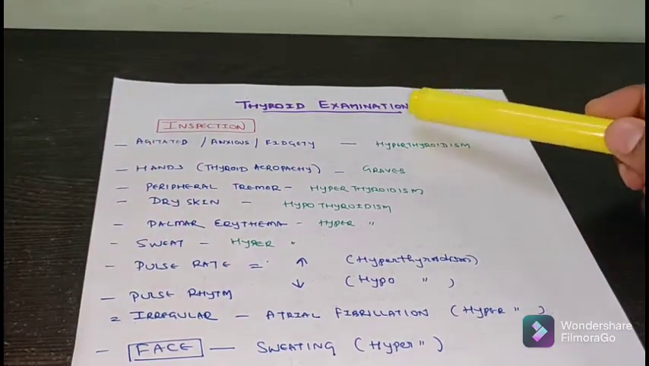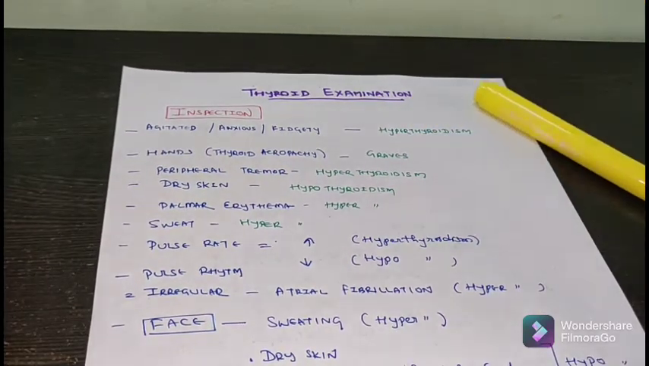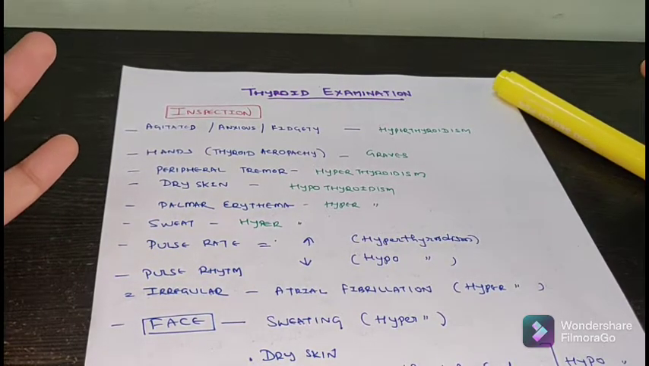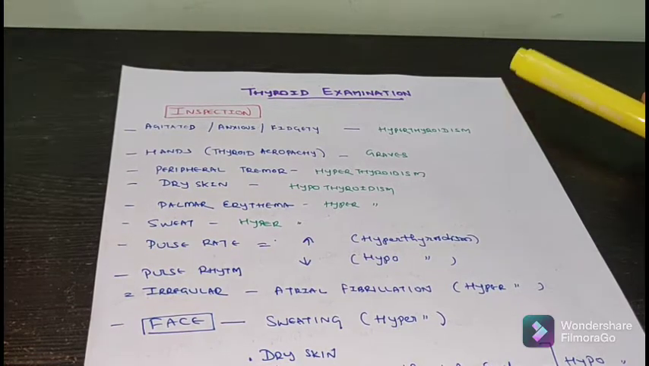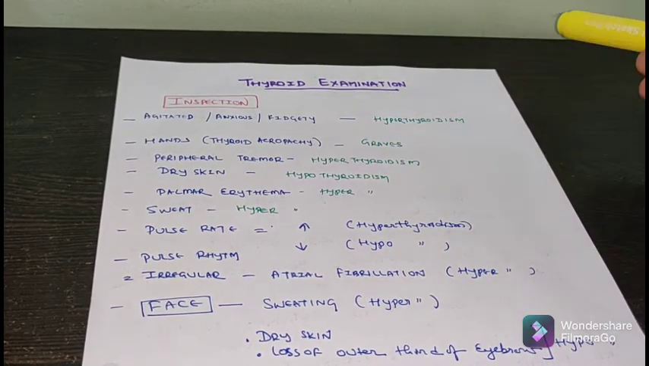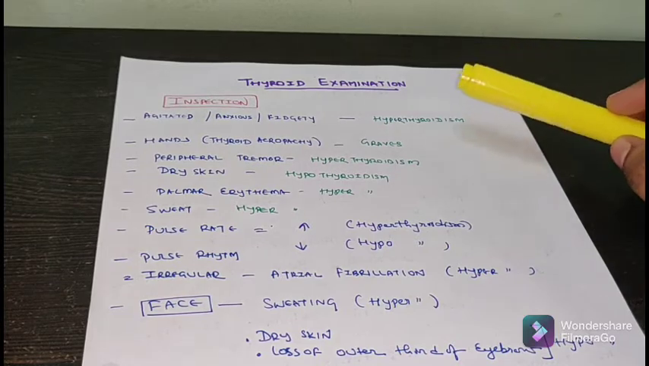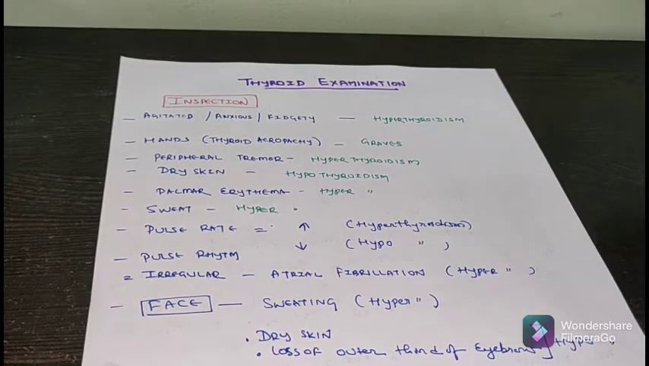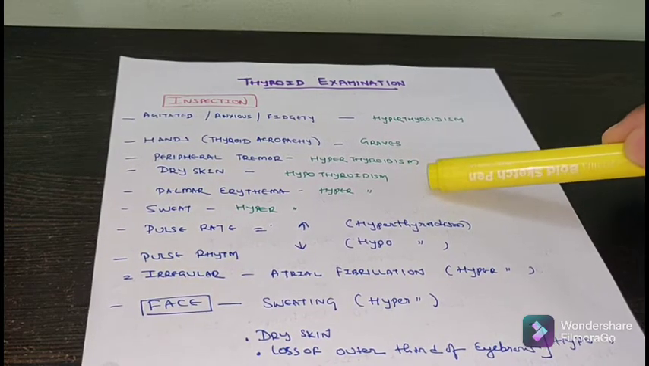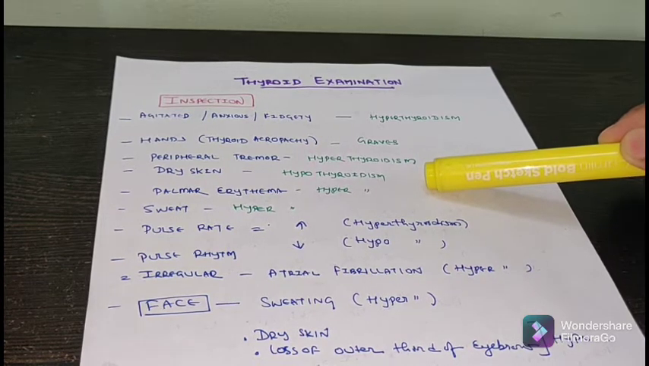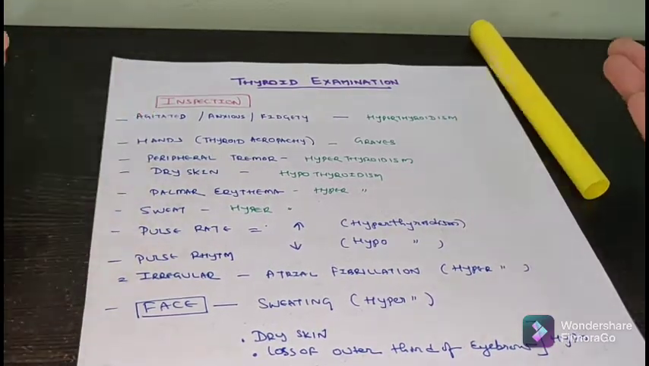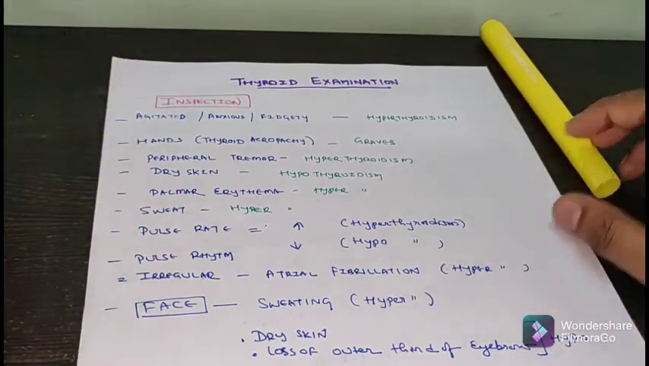In thyroid examination, starting with the inspection, first we will be inspecting the face of the patient, that is either he is anxious, either he is agitated, either he is fidgety. So this will be seen in hyperthyroidism. Looking at the hands, that is thyroid acropathy. If it's present, then it is Graves' disease. And next we will see the peripheral tremor. It is seen in hyperthyroidism. If the skin is dry, it is hypothyroidism. If palmar erythema is present, it is hyperthyroidism. And if sweating is present in palm or in the skin, it is hyperthyroidism.